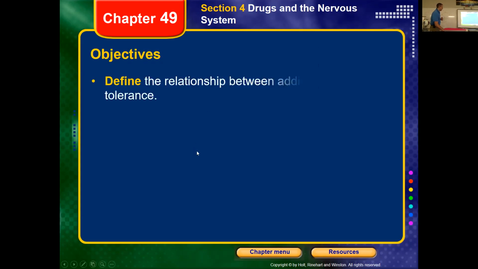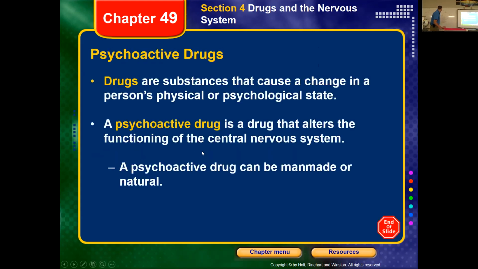Okay. So now that we've reviewed the sympathetic and parasympathetic divisions, we're going to talk about the drugs in particular. So a drug is basically anything that gets some sort of physical or psychological change in the body. Okay. So a psychoactive drug is going to be one that targets or changes something in the brain, causes some sort of reaction in the brain.